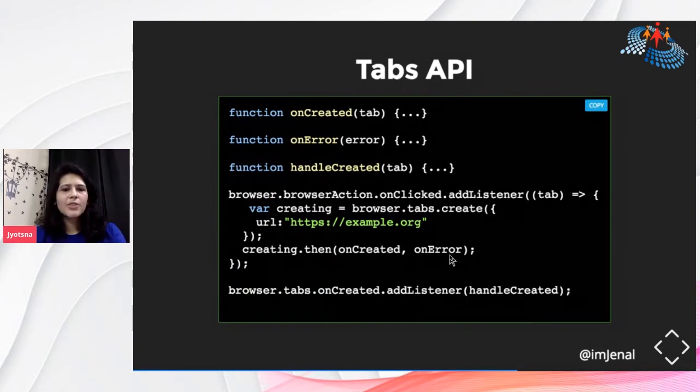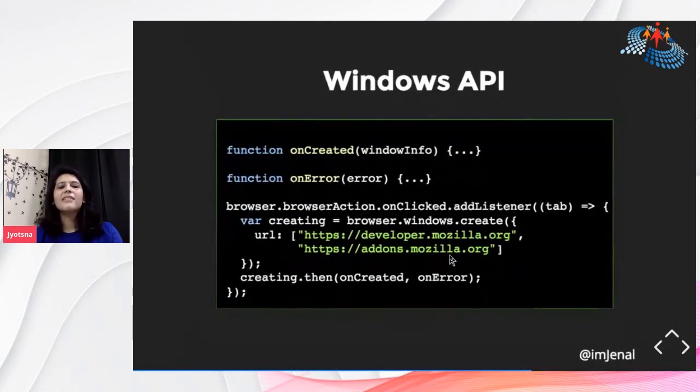And there is another API which is quite similar to the tabs API. This one is the windows API. If you see the code snippet, it's quite simple. Let's take an example. I have created an add-on in which I want the user to click the add-on icon. Once it gets clicked, it will create a window with two different tabs, having URLs developer.mozilla.org and addons.mozilla.org.